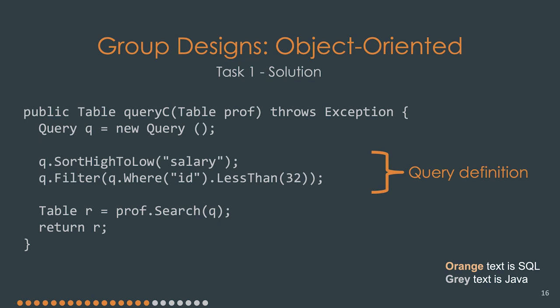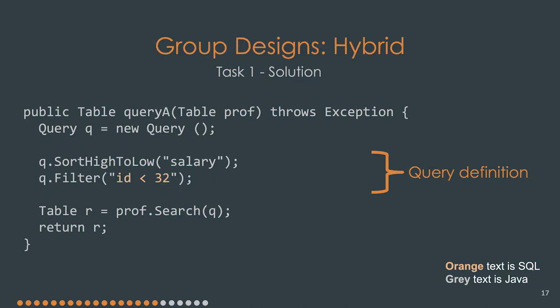And you build the query conditions, for example, with a chain of method calls. And then we have the hybrid group where the condition is replaced by a string instead, because it's easier, in our opinion, to write.